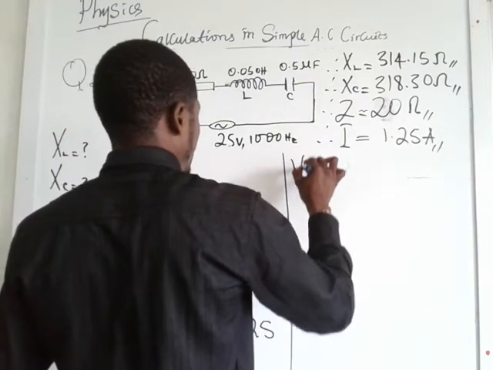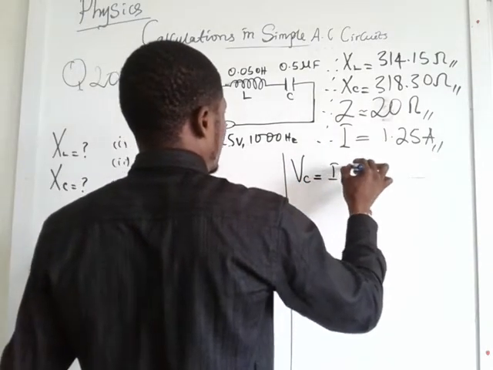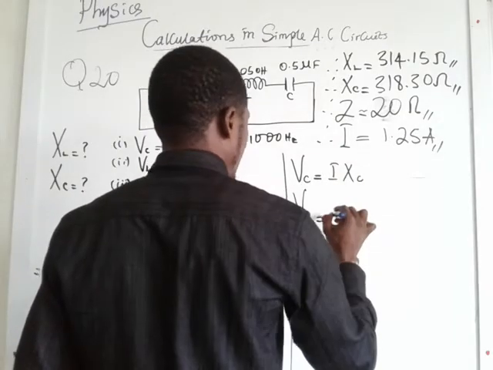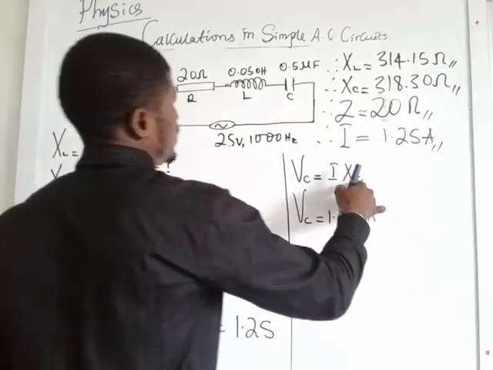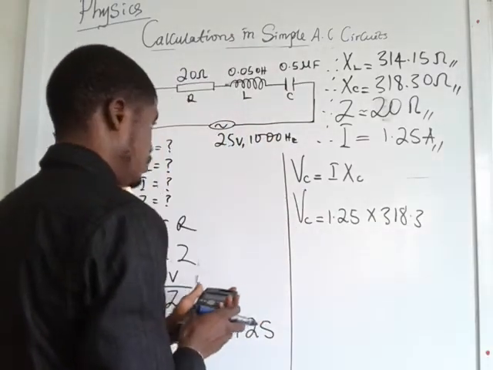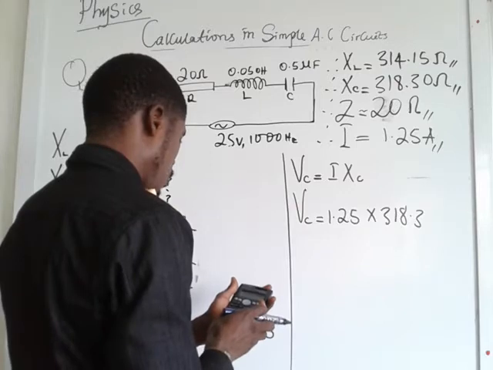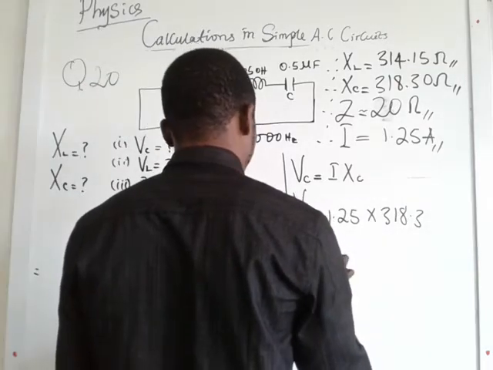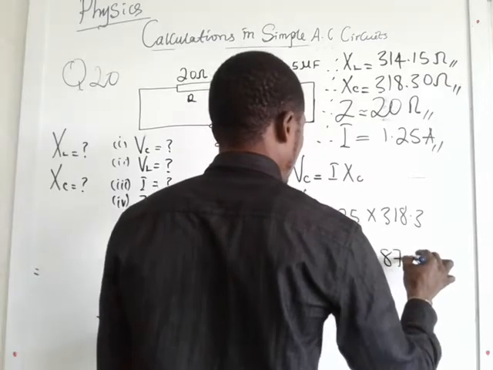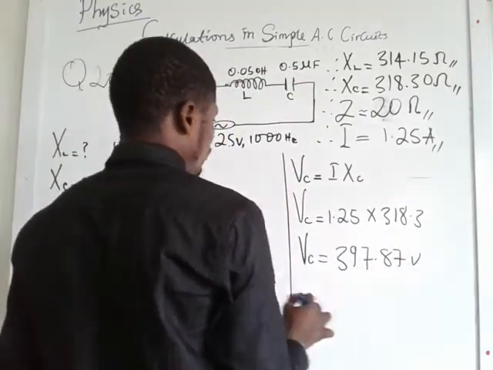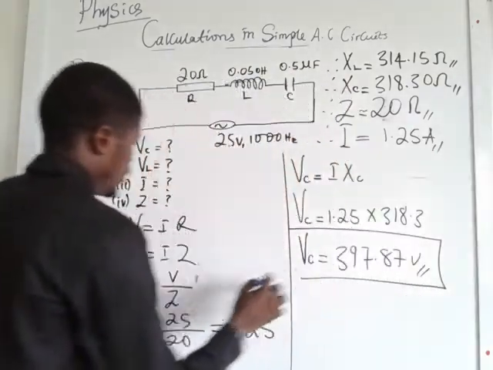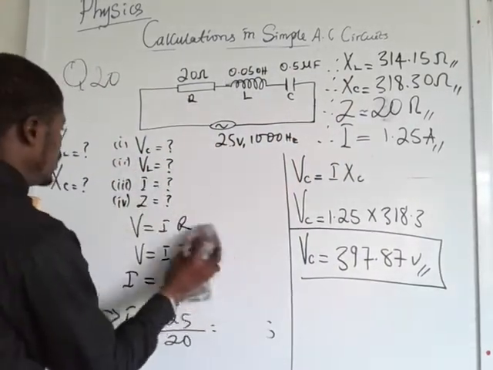From Ohm's law, your VC is given to be what? The current times capacitive reactance. So voltage across capacitor VC is equal to the current, 1.25, times capacitive reactance, 318.3. What do you have? The voltage across the capacitor C is given to be 397.87 volts. So that is the voltage across the capacitor C. So we can also go ahead to find the voltage across the inductor.